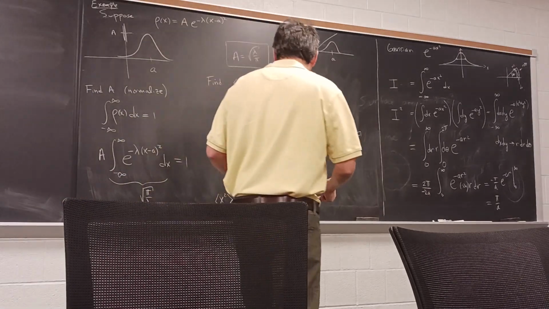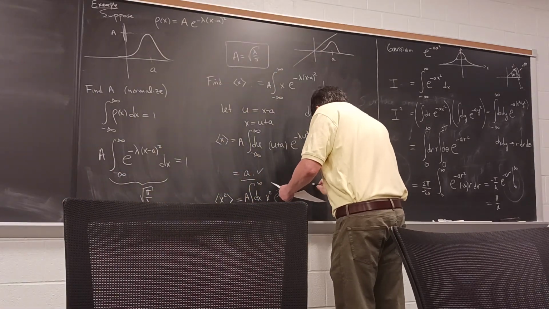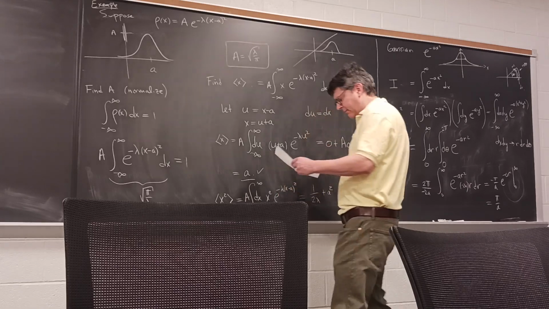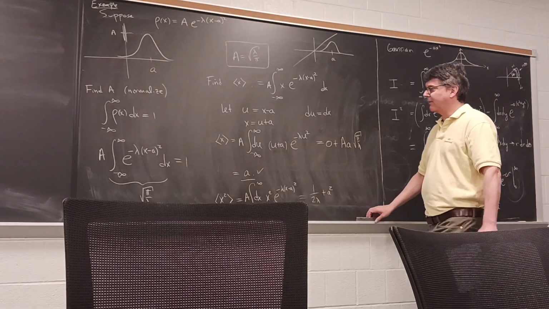Okay, so if you calculate this, this is 1 over 2 lambda plus a squared. Okay, so that's the general picture of what the probability distribution, or what this wave function means. It's just a probability distribution.